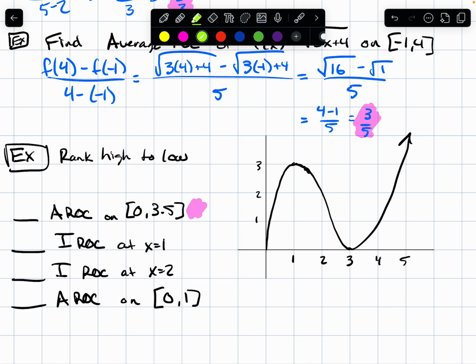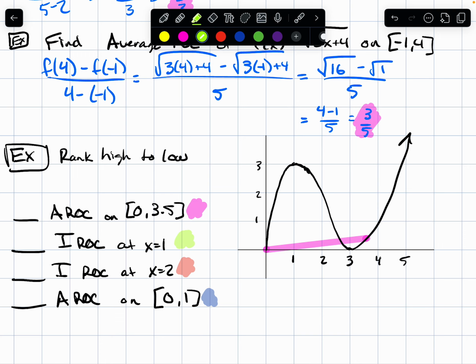I'm going to color code this because I'm going to draw stuff up on that graph to estimate the rates of change. First and foremost, I want to find the average rate of change between 0 and 3.5. Remember, the average rate of change is literally a straight line between the y values of 2 points. So the y value at 0 is here, and the y value at 3.5 is about here. I'm just going to draw a straight line between those two y values. We can see that that slope is positive, but it's not very positive.